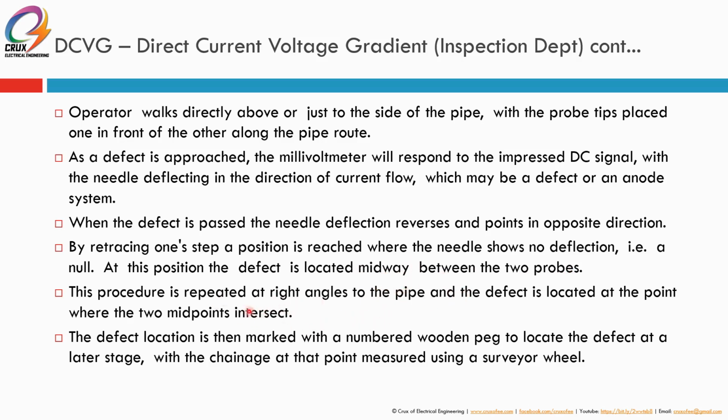So you will repeat again the DCVG at right angle. So you will turn 90 degrees, then you go forward and you go backwards from the point that you have identified earlier to confirm the two midpoints where it will intersect lah. Then you will mark the point with a wooden peg to locate the defect. So normally the defect is exposed coating. Normally it's exposed coating lah, like that. Okay.